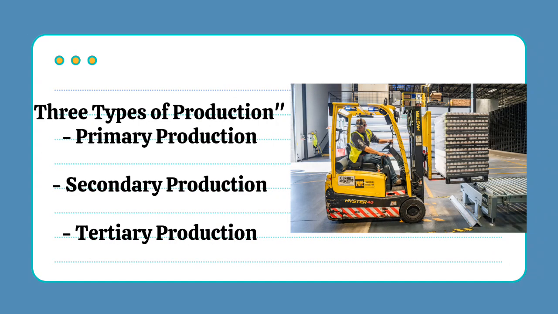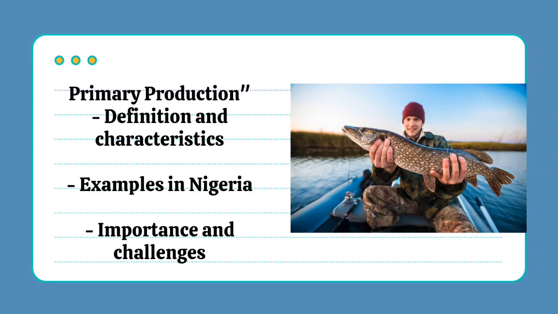Types of production. What are types of production that we have? Number 1, we have primary production. What is primary production? Primary production involves the extraction or harvesting of natural resources. It is the first stage in the production process. What are the characteristics of primary production? Number 1, directly uses natural resources, often location dependent, subject to natural limitations and seasons.